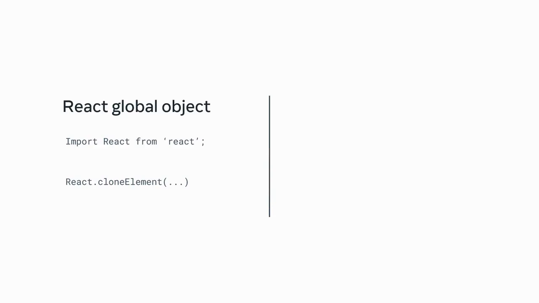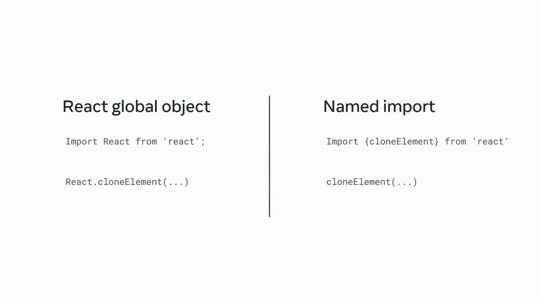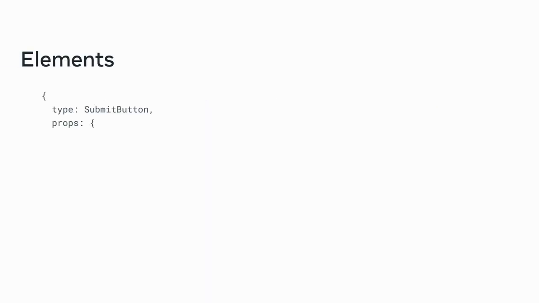Let's explore the first of these APIs, React.cloneElement, in more detail. This is part of the React top-level API, and it's used to manipulate and transform elements. Top-level API refers to the way you would import those functions from the React package. You can either import React as a global object in the top of your file and access them as methods on that object, or alternatively as a named import. Recall that elements are just plain JavaScript objects that React uses internally to describe what you want to appear on the screen.